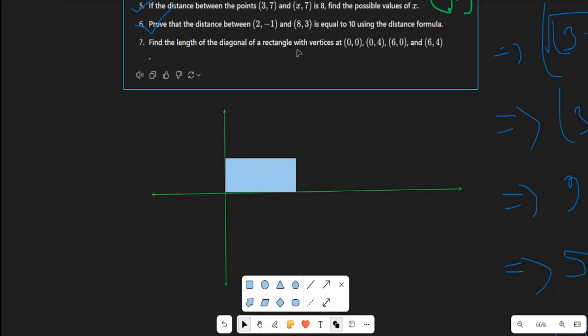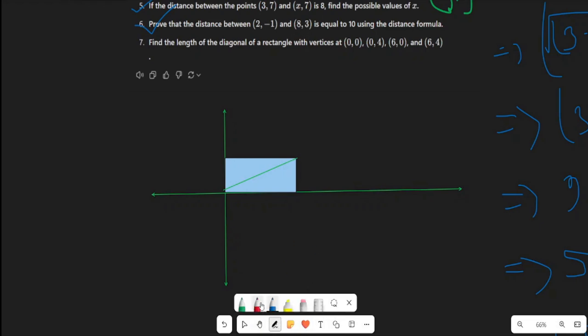Find the length of the diagonal of a rectangle. We have to draw the diagonal and determine its length. Here we have been given the points 0 0, 0 4, 6 0, 6 4. Now we have to write the formula. Actually, let's substitute it directly without writing the formula. Here we have 6 4 and 0 0. Sorry, 0 0 and 6 4.